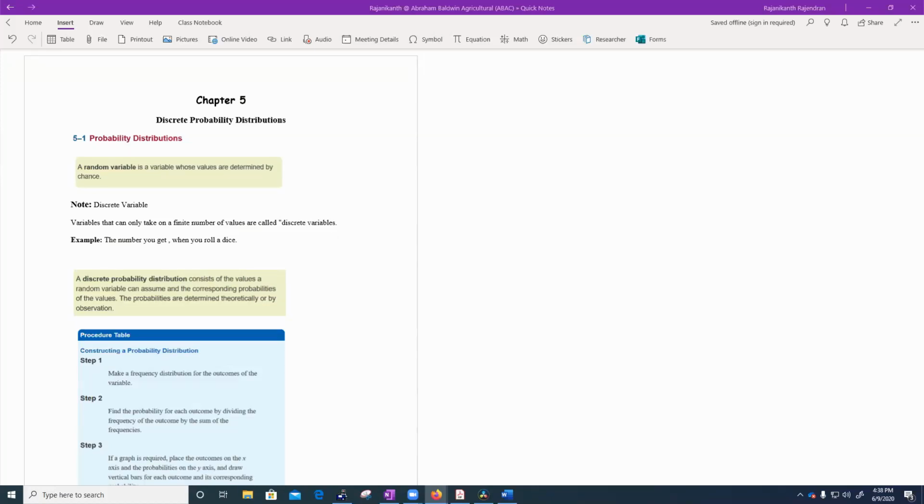This is chapter 5, section 1. This is about the probability distribution. A random variable is a variable whose values are determined by chance.